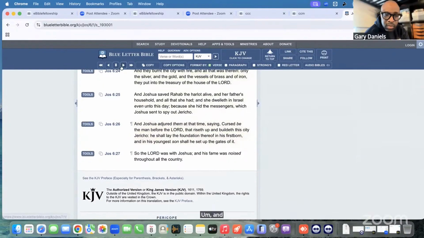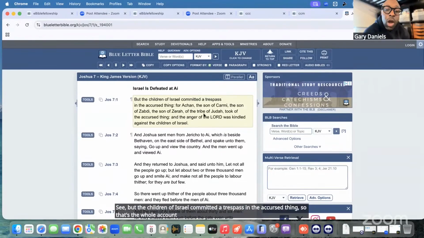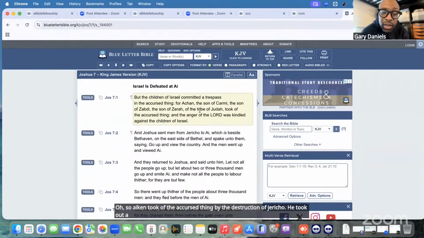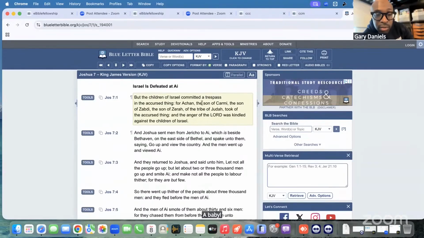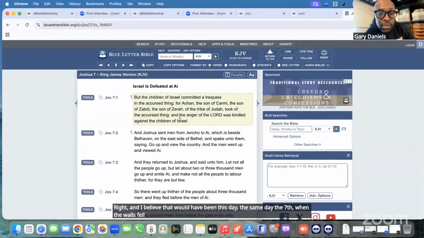And then if we go to the very next chapter, the children of Israel committed a trespass in the accursed thing. So that's the whole account with Achan. Achan took of the accursed thing by the destruction of Jericho. He took a Shinar, a Babylonian garment, and a wedge of gold. And I believe that would have been this same day, the seventh, when the walls fell, because there's no passage of time.